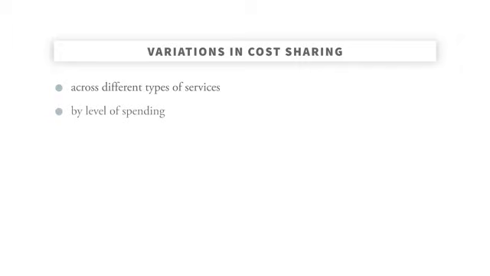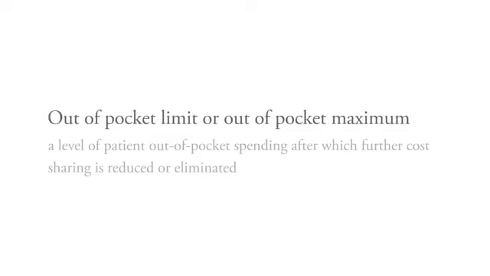Sometimes plans will set an amount of out-of-pocket spending, after which cost-sharing requirements change. For example, a plan may say that after total out-of-pocket spending in a year reaches like $5,000, just pick a number, then no further cost-sharing will be required from the patient. Other variants would reduce or eliminate some cost-sharing, but maybe not all cost-sharing after a level like this is reached. A term that can be associated with this is an out-of-pocket limit or an out-of-pocket maximum.